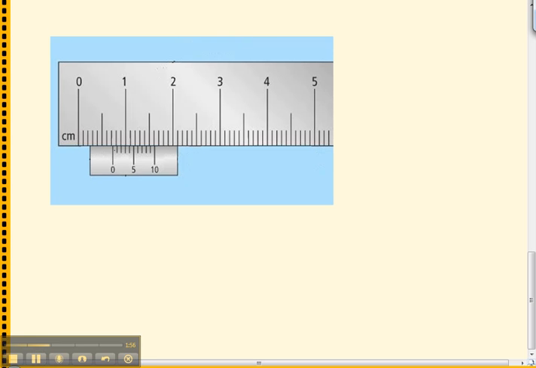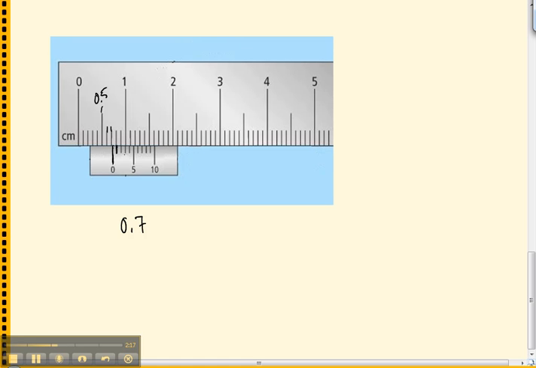Alright, so looking here, here's the 0 line right there, and it's just above 0.7. So this is 0.7 something. I don't know what the something is. To find the something out, I'm going to count the lines and see which of the lines on the bottom scale is the first one to match up with the lines on the fixed scale on top.